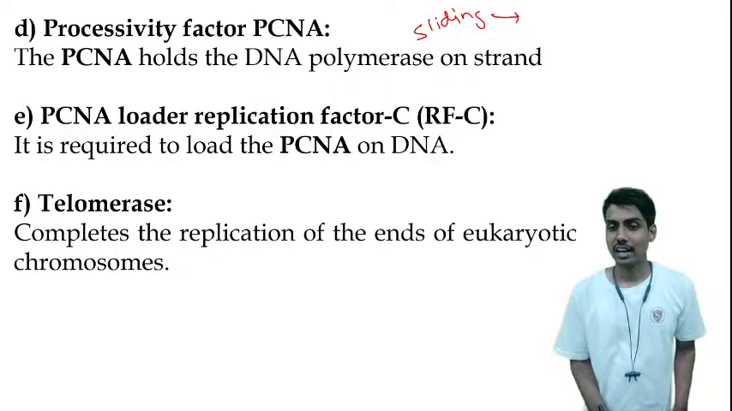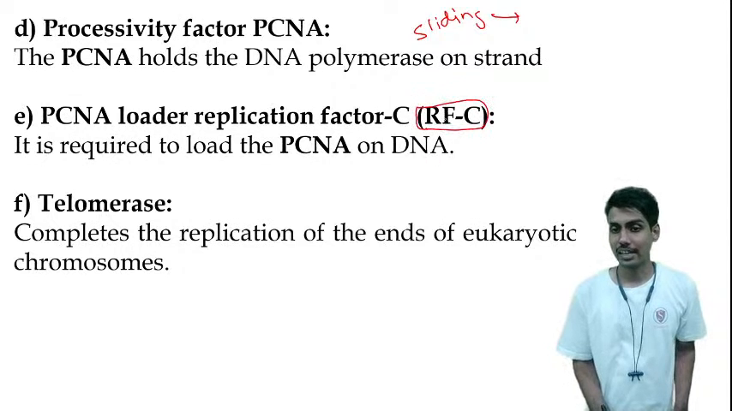Then the processivity factor, the sliding clamp, is PCNA in eukaryotes. Then RFC is recruiting that sliding clamp. Then the telomerase.